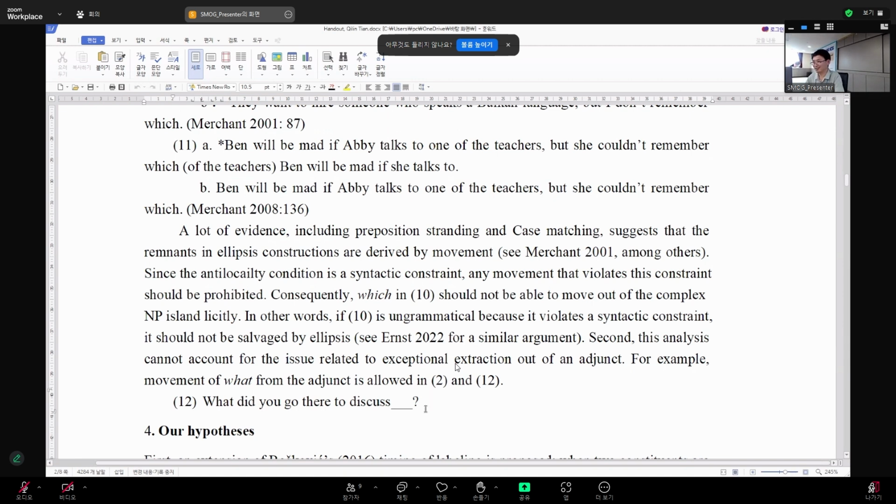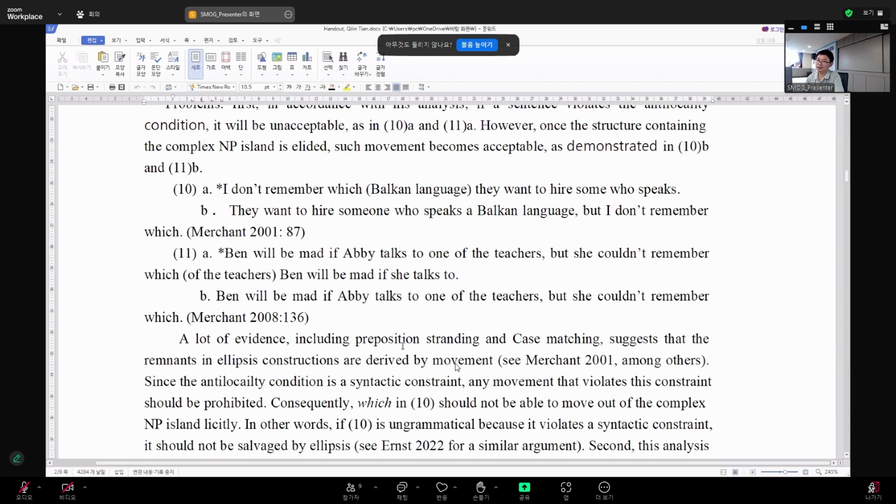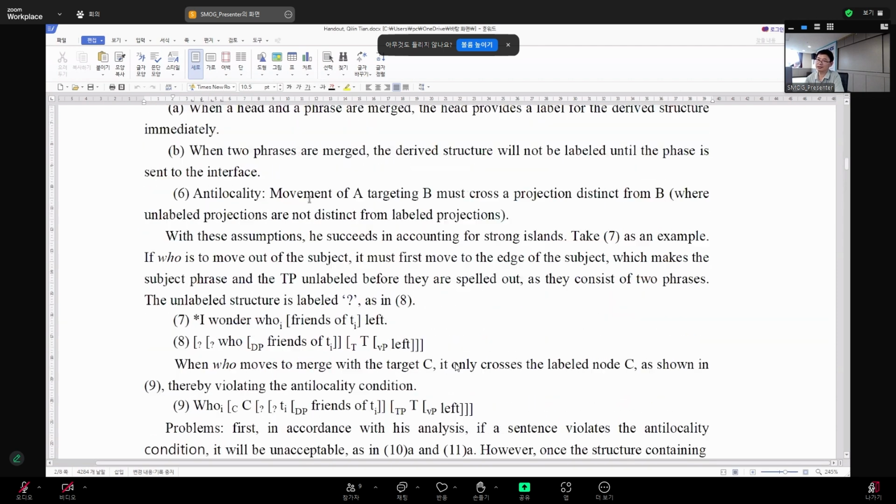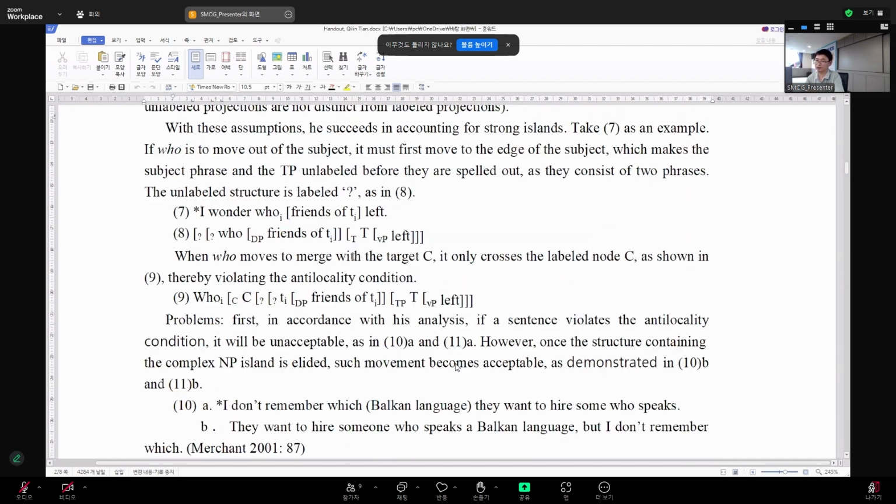I think this is an exceptional extraction out of element, and his assumption cannot explain this kind of exceptional extraction. And the last problem, I think, is that his definition of anti-locality is a stipulation. We have to explain why the root of A targeting B must cross a projection distinct from B. It's a stipulation.